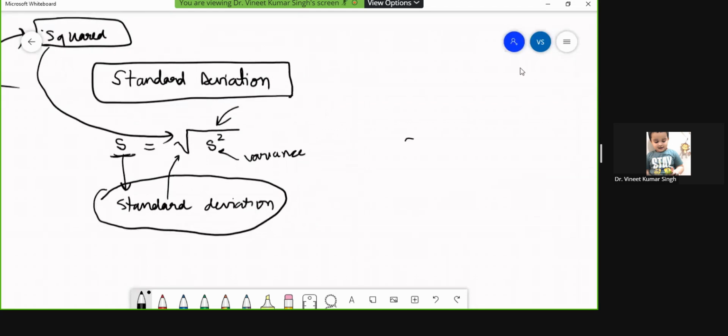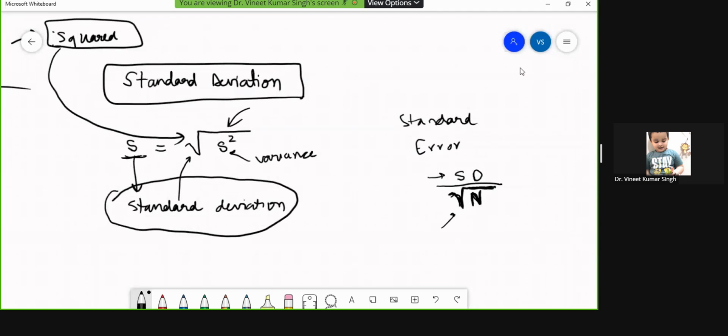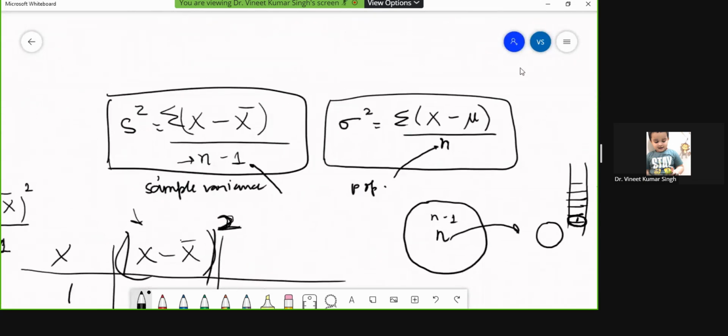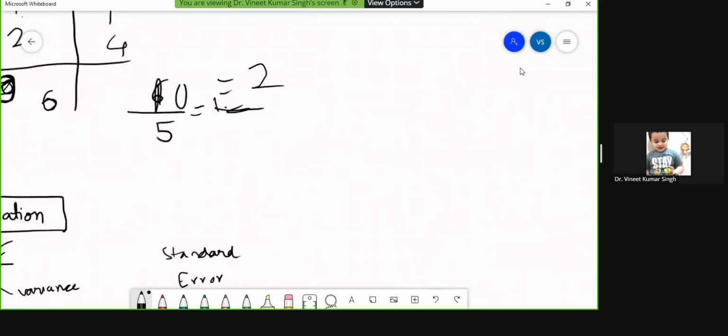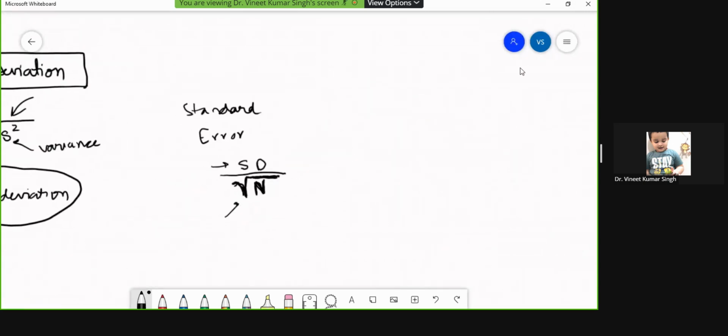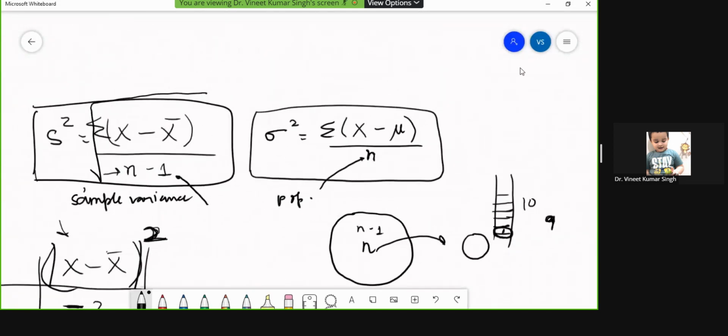And another thing is error. Standard error. The last thing in this discussion is standard error, which is standard deviation divided by the square root of the total number of observations. If we divide standard deviation by the square root of n, suppose this n were the population size, and we kept it under the root.